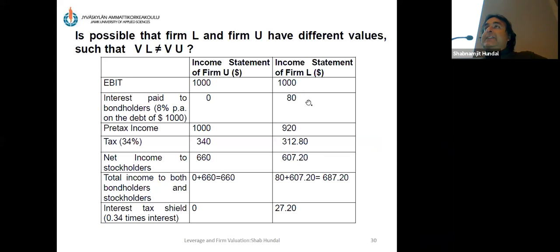It means that if interest was also taxable at 34%, then this value will not be 80. It will be 80 minus 27.20. And when it is 80 minus 27.20, at the end of the process, both values would be the same. So this value would be 80 minus 27.20, which would be 52.80. And 52.80 plus 607.20 is equal to 660, the same value. So this 27.20 is a formula. It's 34%, which is the tax rate, times interest.